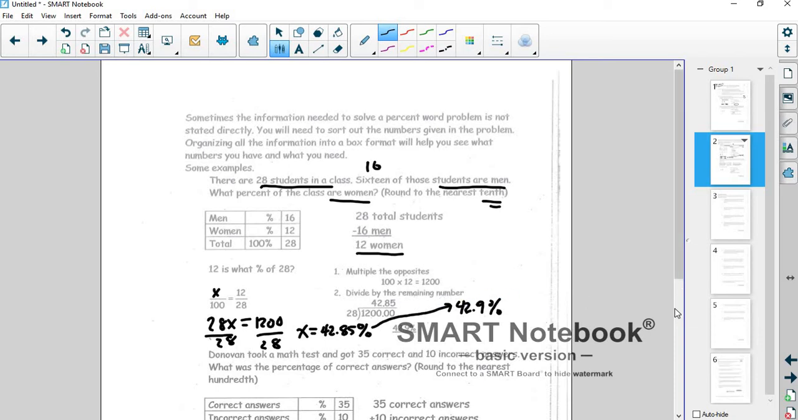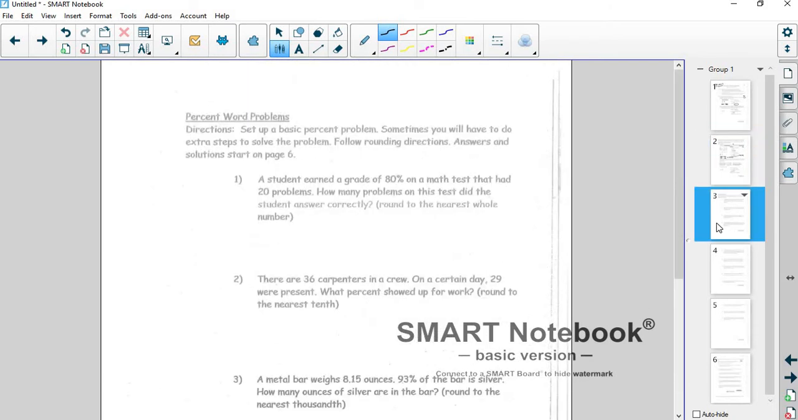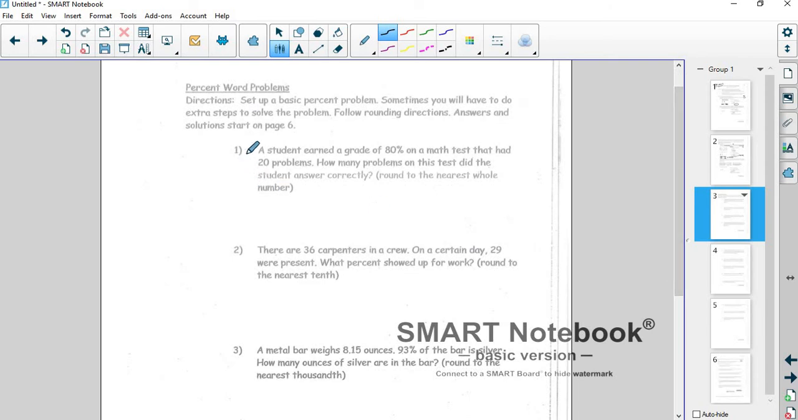Okay, so you guys can read over these other examples yourself. I would like you to go to problem number 1 and 2. I want you to try both of those. Read very closely, read carefully, write them out. Eventually you're going to have is over of is percent out of 100, solve and go. All right, so pause the video and try those two problems.